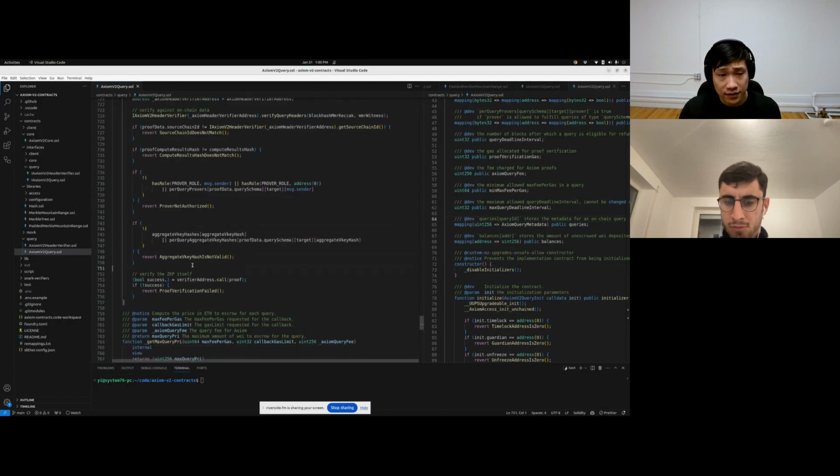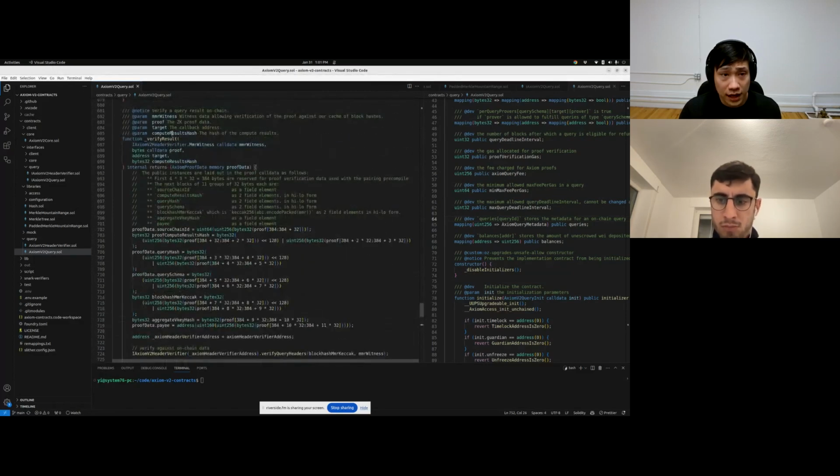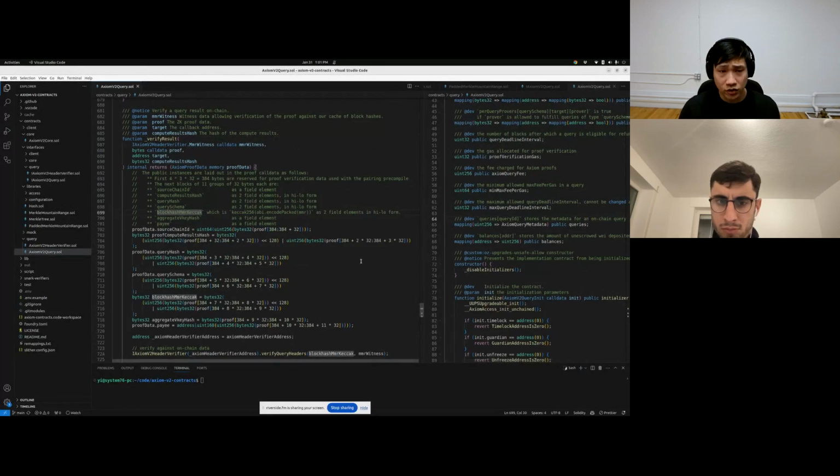And finally, we check that the aggregate vkey hash, which is a unique identifier of our ZK circuit, is allowed. Here we have a mapping of allowed aggregate vkey hashes, and we're also able to allow new aggregate vkey hashes on a per query basis. Once all these checks pass, we're able to actually verify the ZK proof itself. If that passes, then the entire verification has gone through, and we've shown that these compute results actually are the results of the Axiom query relative to a validated Merkle mountain range of block hashes, which we've checked on-chain.